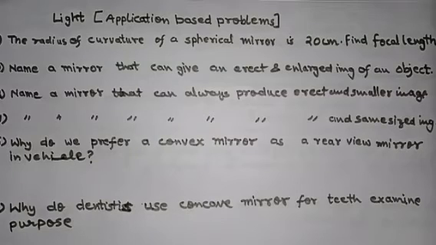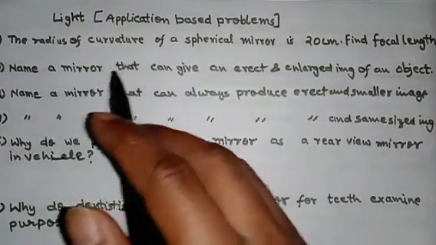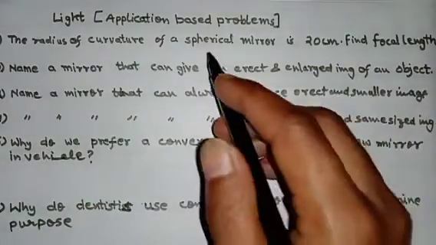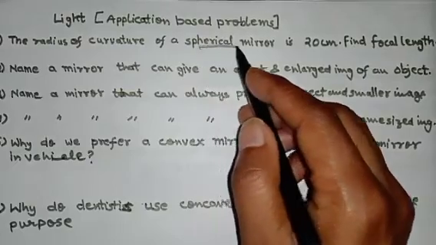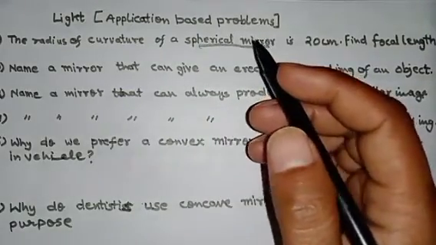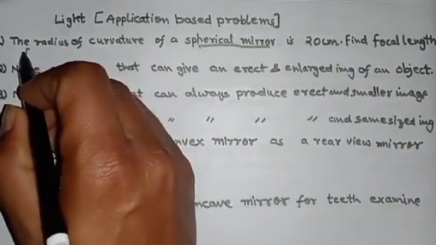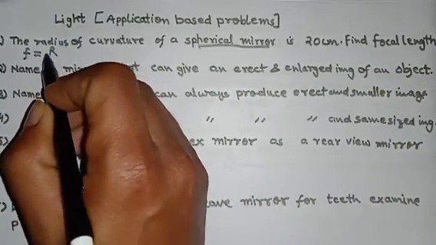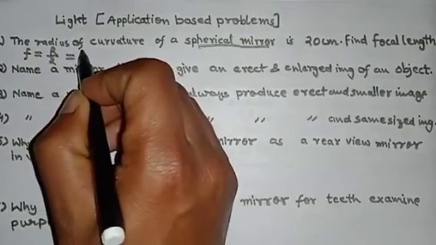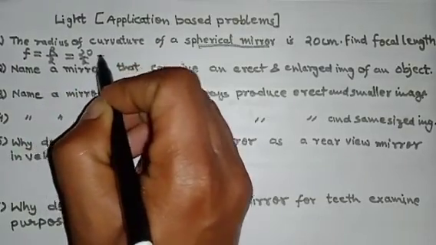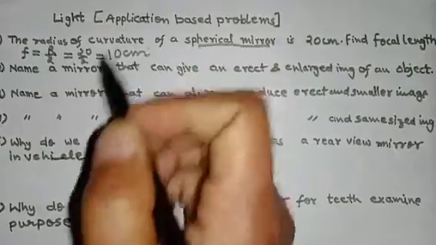Hello, class 10th physics, chapter light, application based problems. Radius of curvature of a spherical mirror is 20 meters. So here the term spherical mirror is used. It can be convex, it can be concave. So we are not going into that. Find focal length. There is a relation between focal length and radius of curvature, f equal to r by 2, and hence 20 by 2, that is 10 centimeter.